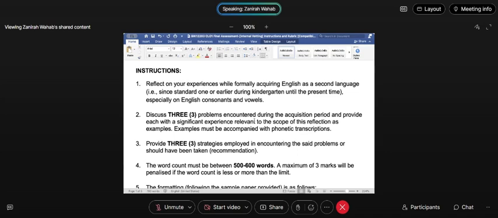Okay, so I want you to discuss three problems or issues encountered during this long acquisition period, and provide, maybe you did not realize it during your primary school years, but you notice it during your secondary or during your foundation or during your time doing your degree now. So everything must be only on English consonants and vowels, and I don't want you to discuss grammar.